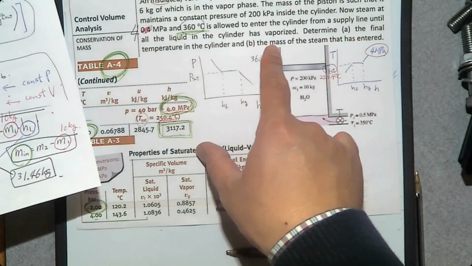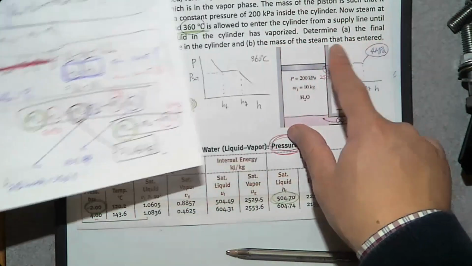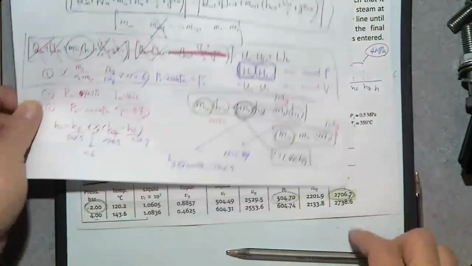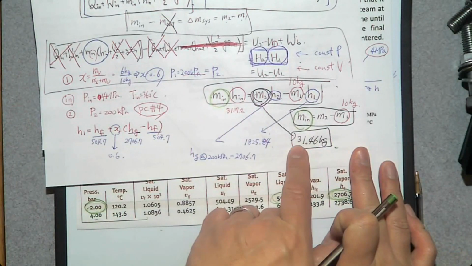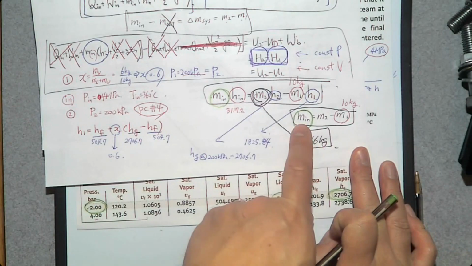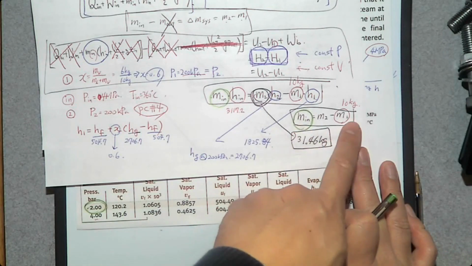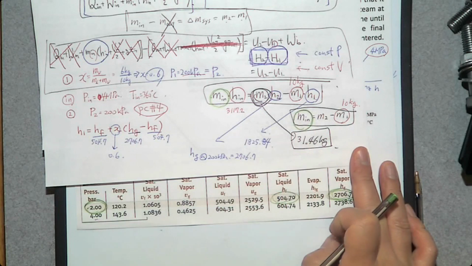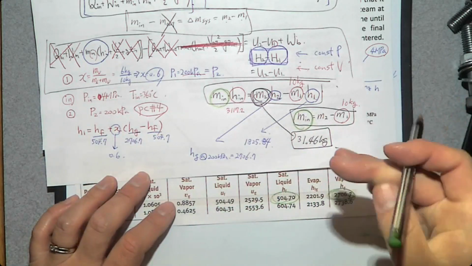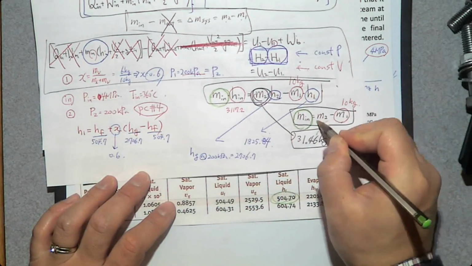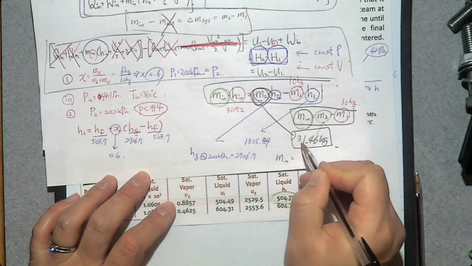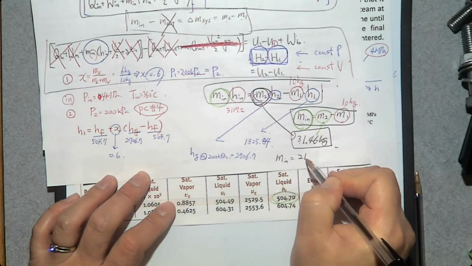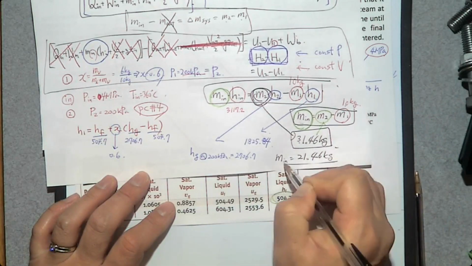Define the temperature and the mass of the steam that has entered. Oh, the mass of the steam that has entered. That is not M2, that is M in. So M2 is 31.46. What is M in? This one minus 10, so 21.46, right? M in is going to be 31 minus 10, 21.46 kilograms.